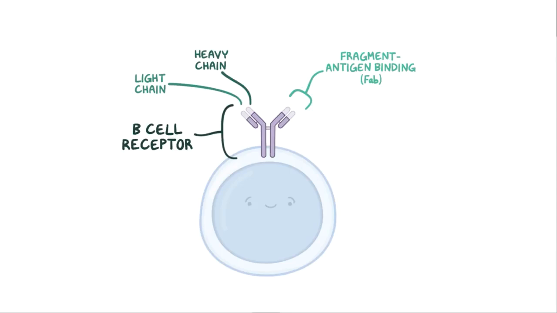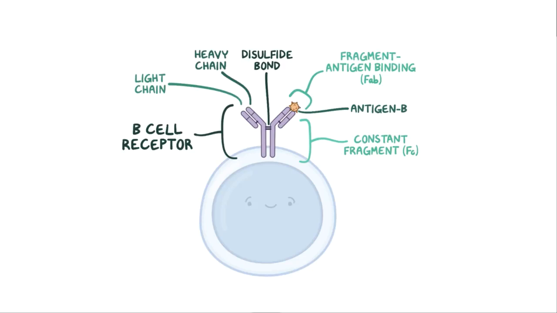The remainder of the heavy chain makes up the constant region, or constant fragment region, also called FC. The two heavy chains are linked to each other by disulfide bonds, and each heavy chain is also linked to a light chain by a disulfide bond. Each B cell receptor has two identical heavy and light chains, resulting in two identical antigen binding sites.